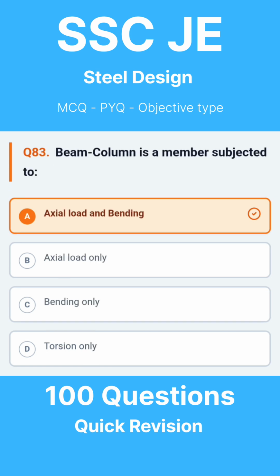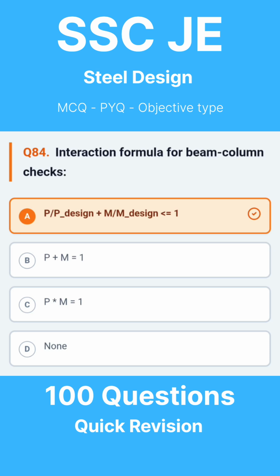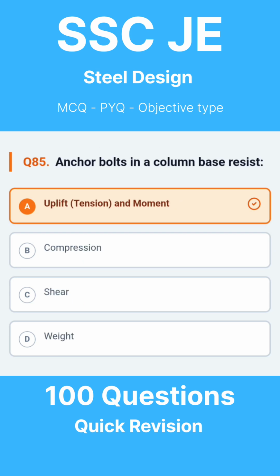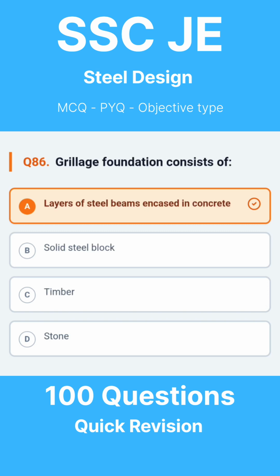Question 83. Beam column is a member subjected to. The correct answer is axial load and bending. Question 84. Interaction formula for beam column checks. The correct answer is P divided by P_design plus M divided by M_design less than or equal to 1. Question 85. Anchor bolts in a column base resist. The correct answer is uplift tension and moment. Question 86. Grillage foundation consists of. The correct answer is layers of steel beams encased in concrete.